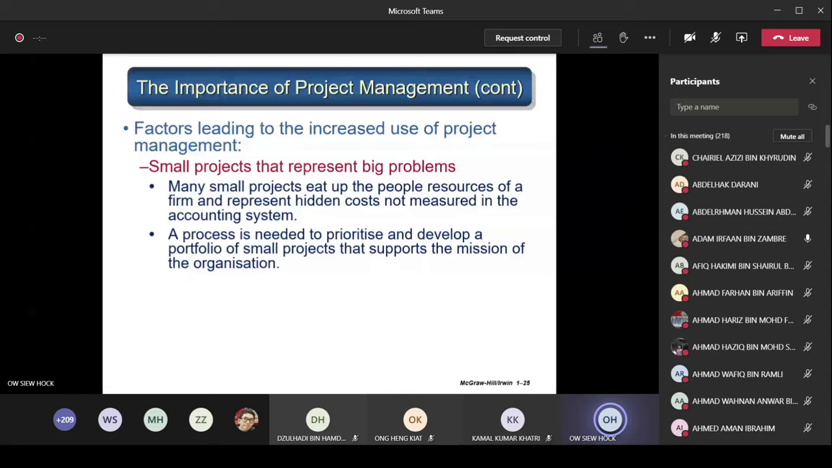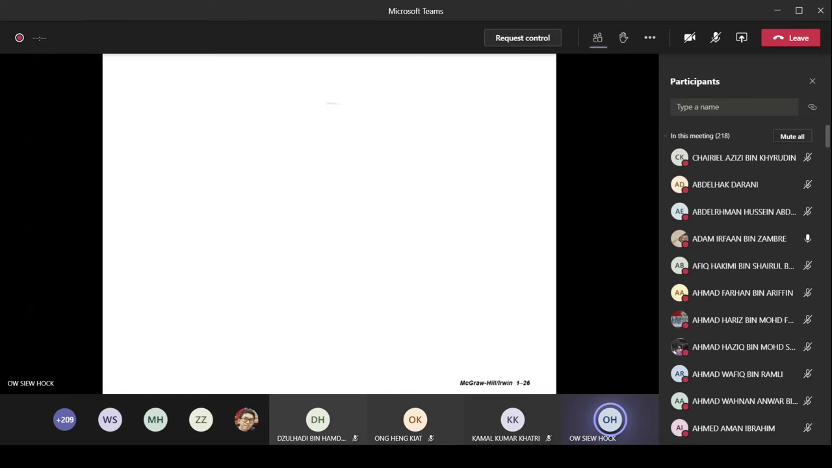So don't look at just the big projects. The small projects also take people and resources. So you must know how to manage not just all the big projects, but also look into the issues that are involved in these small projects.